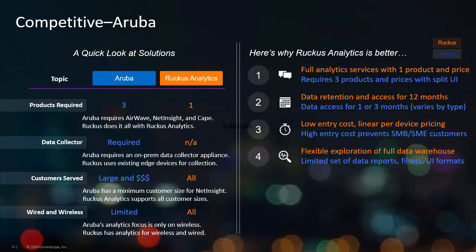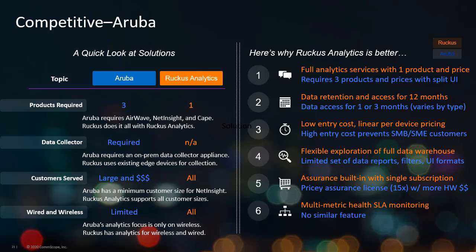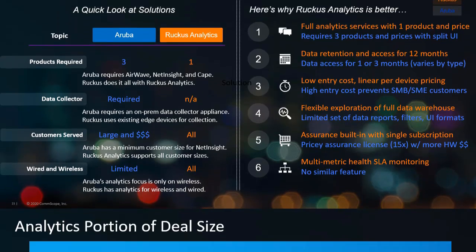We have a very powerful set of reports with flexible exploration of full data warehouse built into our solution versus Aruba's limited set of data reports and filters based on UI formats that you would get with Aruba's AirWave. We have assurance built in with a single subscription versus Aruba's pricey assurance license with more hardware cost, and we have multi-metric health SLA monitoring.